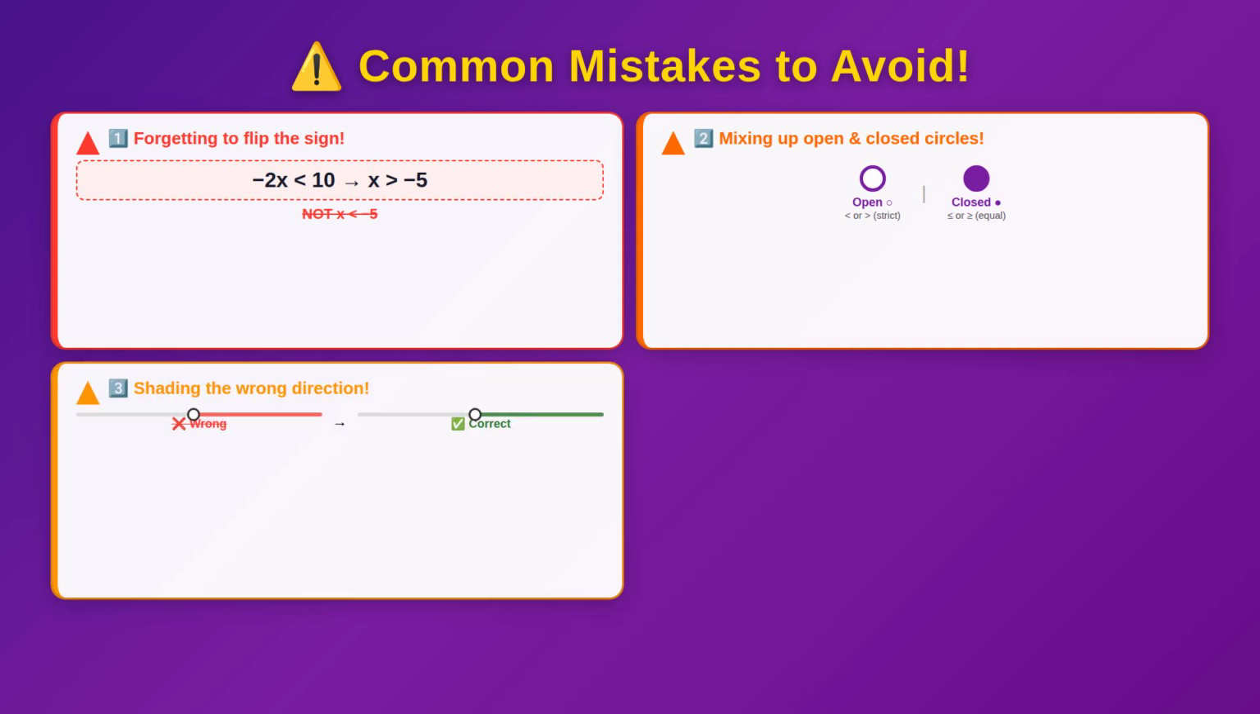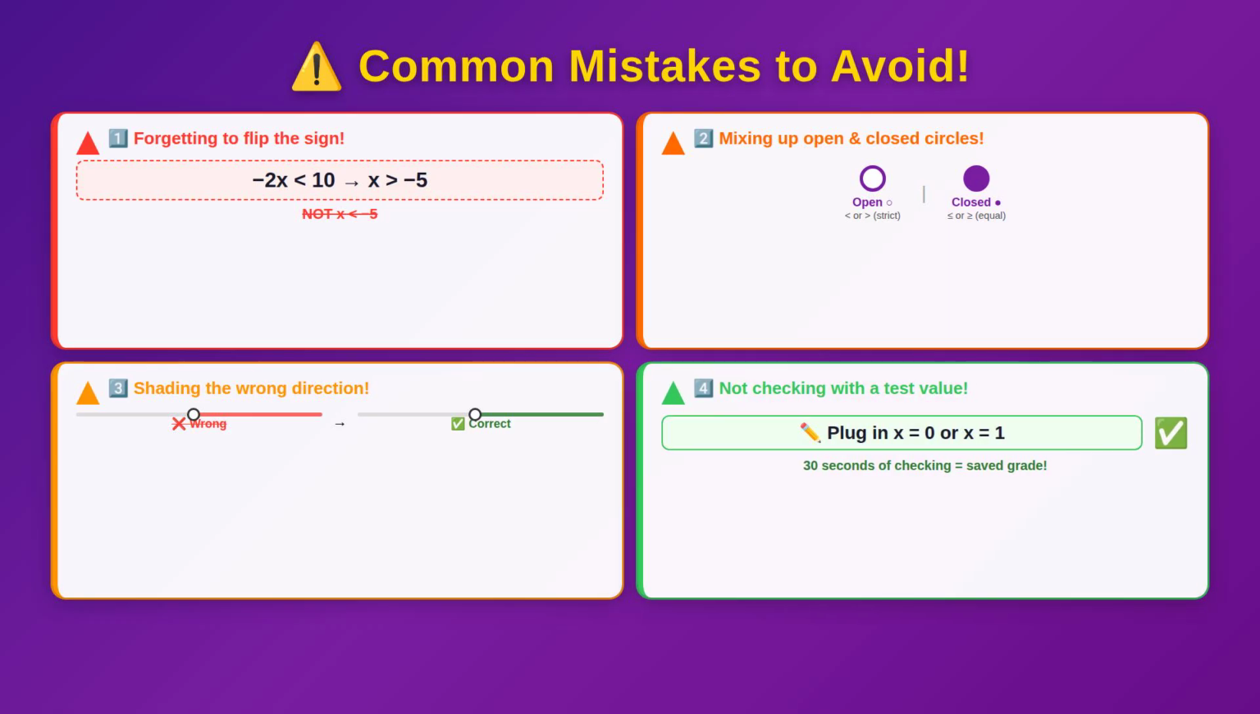Before you go off and crush your homework, let's talk about the mistakes that even smart students make. Number 1, and this is the big one, forgetting to flip the sign when dividing by a negative. It will cost you points on a test. Number 2, mixing up open and closed circles. Remember, equal to means closed. Strictly greater or less means open.